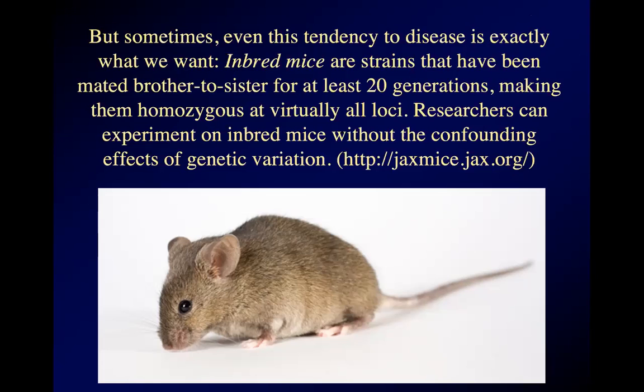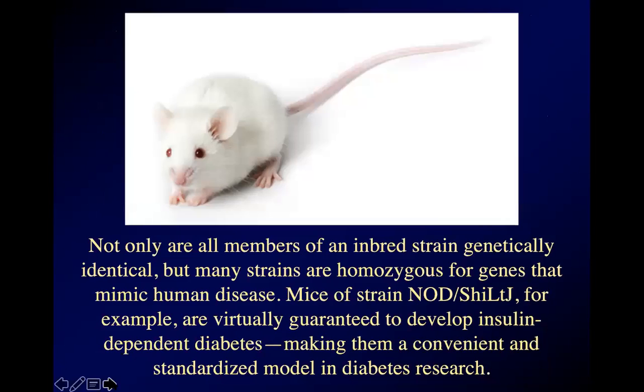And researchers can experiment on inbred mice without genetic variation getting in the way because they're all genetically nearly identical. Some of these strains have been mated brother to sister for hundreds of generations. They're all homozygous at every locus. Many strains are homozygous for genes that mimic human disease.